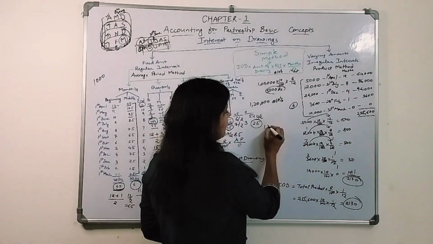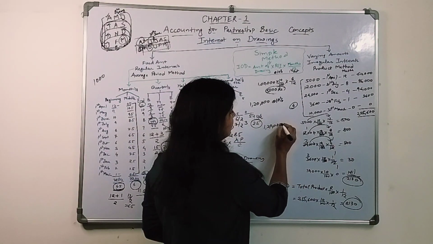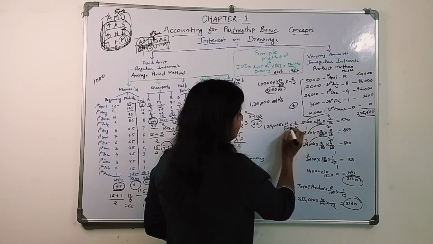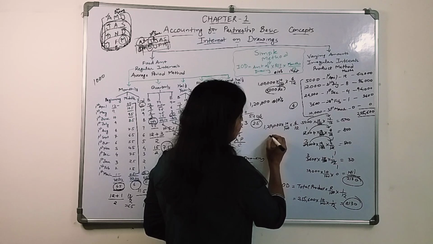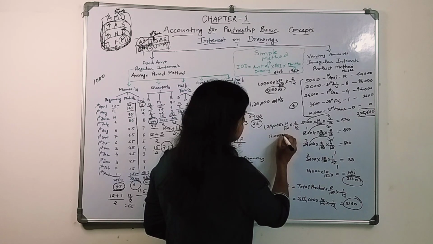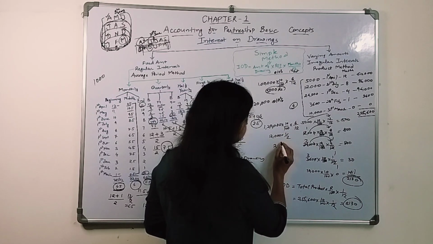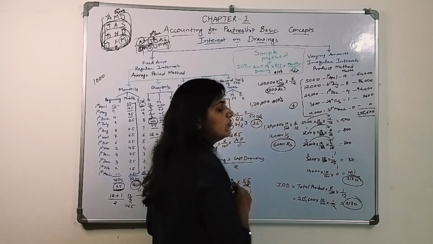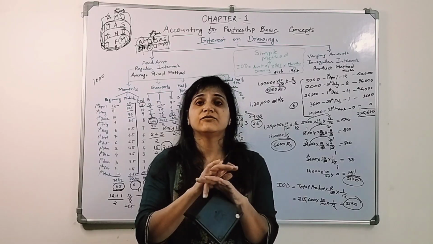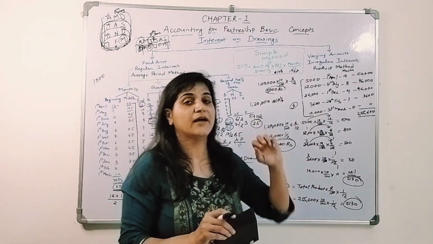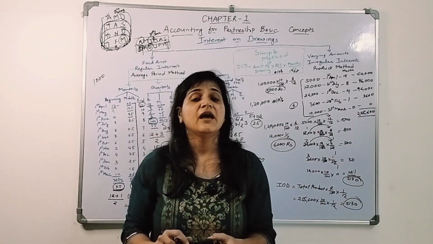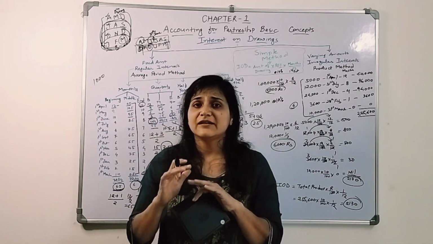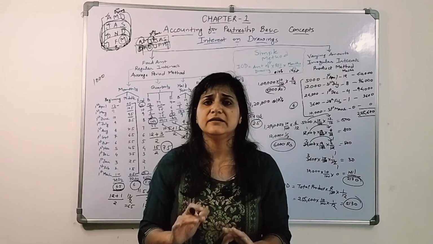So in this case, how will it be? 1,20,000 into 10 by 100 into 6 by 12. So 10% of 120 is 12,000, and half of it, that is 6,000. So in that case, the interest on drawings will be 6,000 rupees. If nothing has been mentioned, you have to consider average period as 6 months. I hope you got this interest on drawings. Just understand the logic behind it, and it's very easy to calculate.